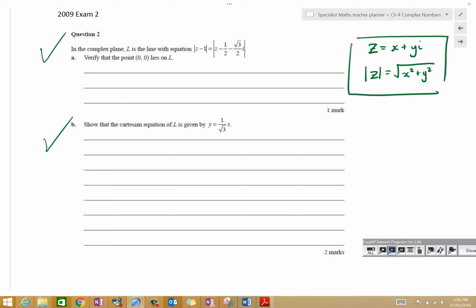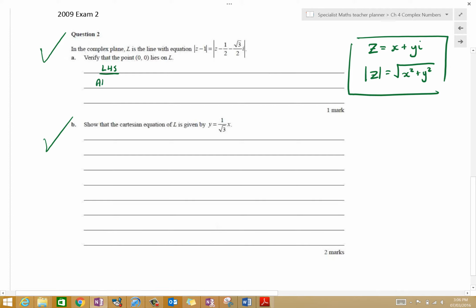I guess what we could say, if you like, we could break it down. We could do the left-hand side and equate it to the right-hand side. So at 0, 0, z is equal to 0. And therefore we can say that the left-hand side is the magnitude of negative 1, which is equal to 1. Okay, so we've dealt with the left-hand side now. Let's have a look at the right-hand side. At 0, 0.